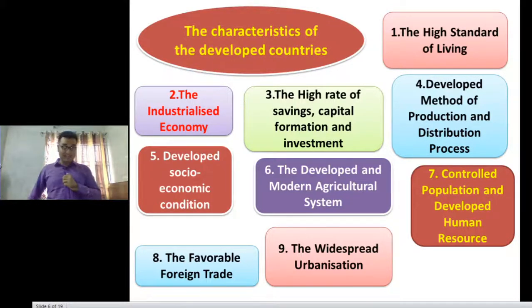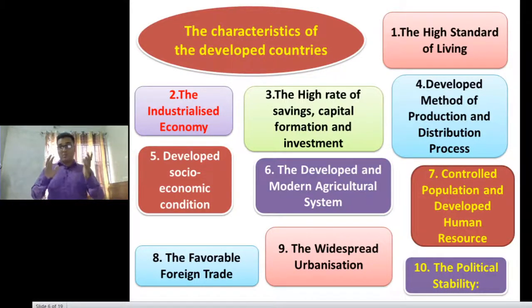The next characteristic is political stability. Dear students, political stability plays an important role in the proper development of a country. In this type of countries we can see political stability, and that is very much preferable for the economic development of those countries. Dear students, that's all about the characteristics of the developed countries. Okay, and this topic is highly important for the exam question.